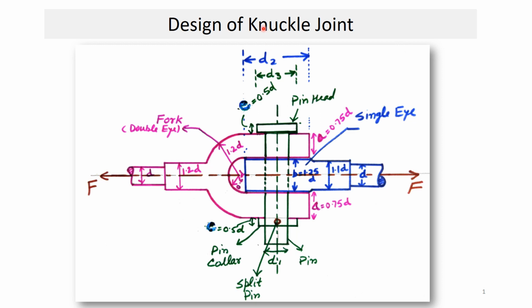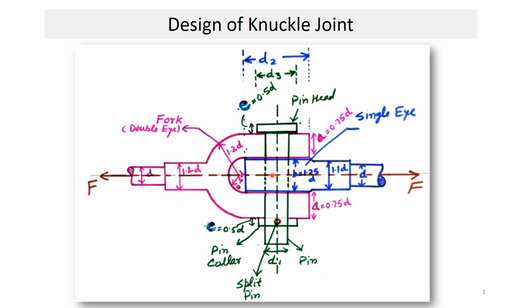Now, as we see here, this knuckle joint is used to connect two coaxial or coincident rods. Here we see that the axis of this fork and the axis of the single eye coincide. So even in that situation, we can use this joint. And if these two axes are intersecting, even then we use this joint. Basically, intersecting means there can be angular misalignment of this single eye about this vertical axis.